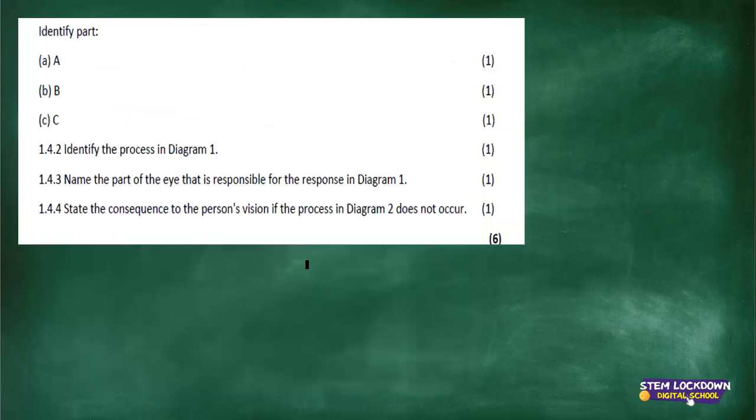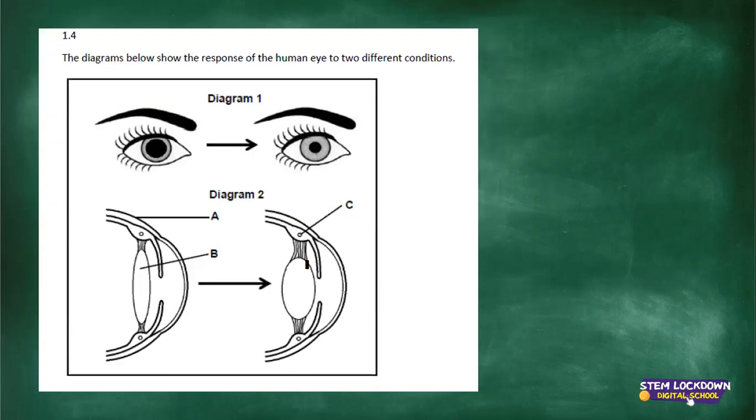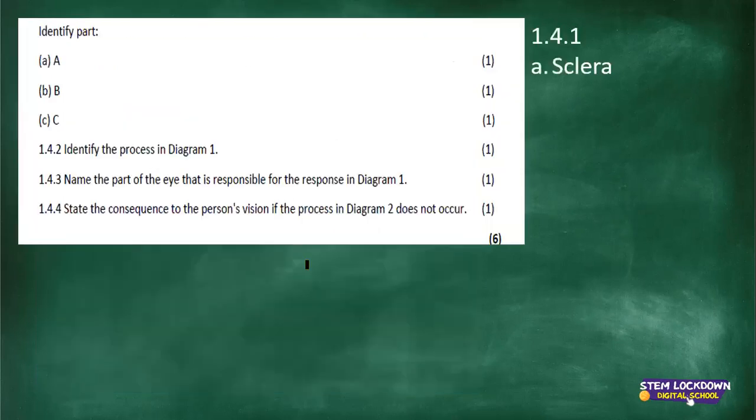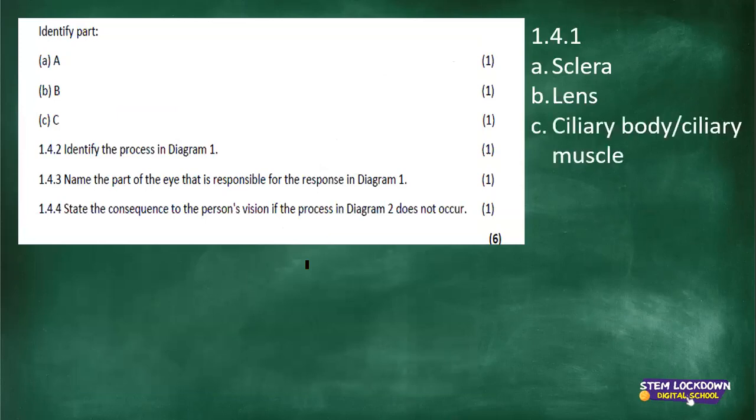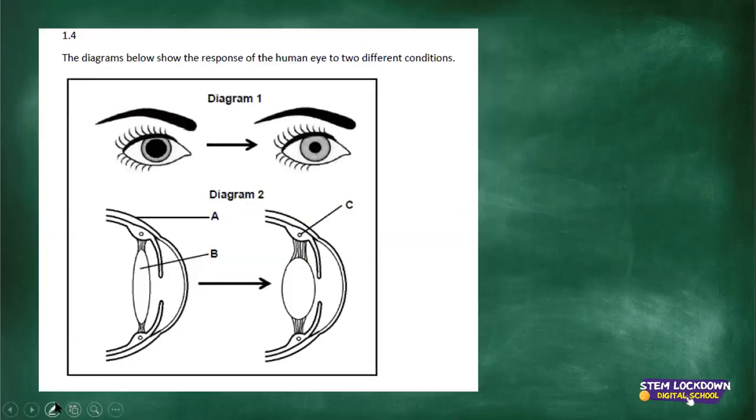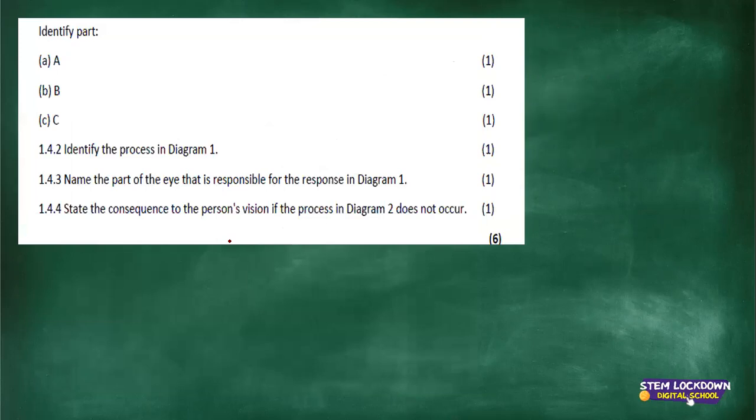So let us now identify parts A, B, and C. A is the sclera, B is the lens, and C is the ciliary body. So let's go label sclera. A is the sclera. B is the eye lens over there. And then C is the ciliary body or the ciliary muscle.